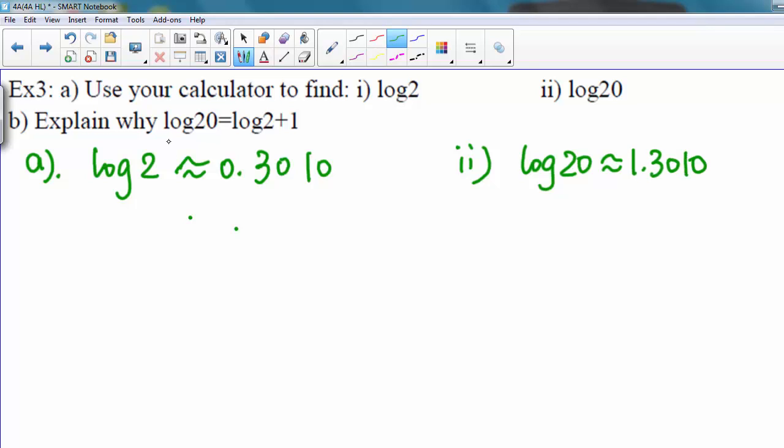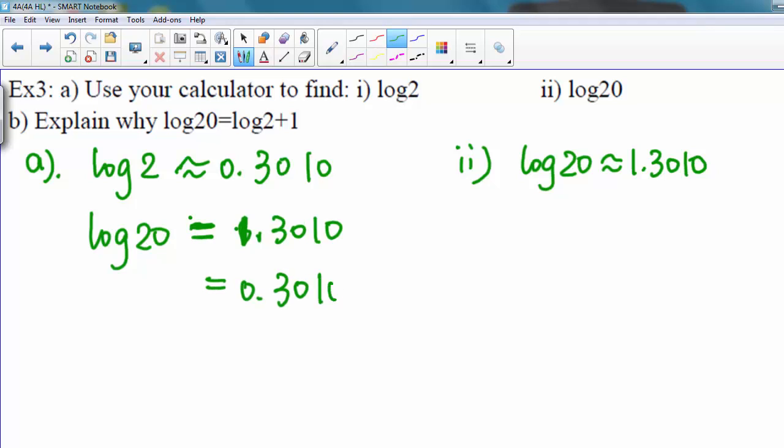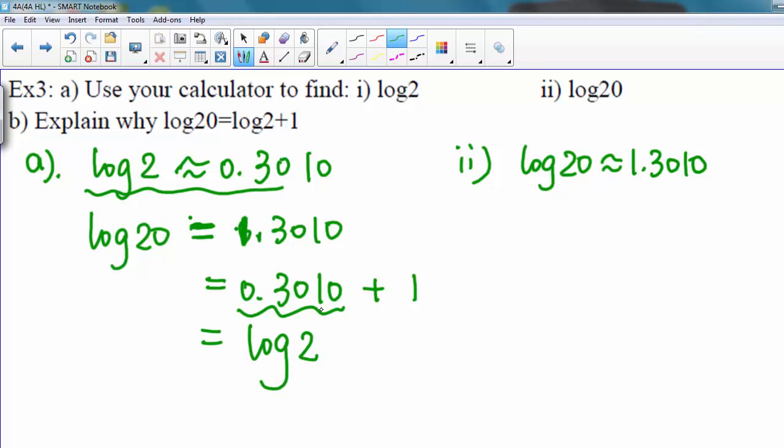How about log 20 equals this one plus this one? So we know log 20 is 1.3010. I can change this log 20 value 1.3010 to 0.3010 plus a whole number 1. And this value, based on what we found from log 2, it's just log 2. So I replace this decimal with log 2 plus 1. Oh, no wonder they are equal. Okay.